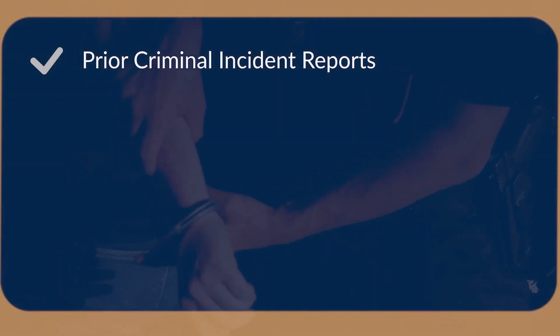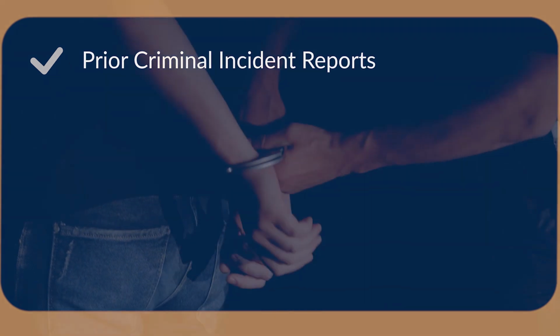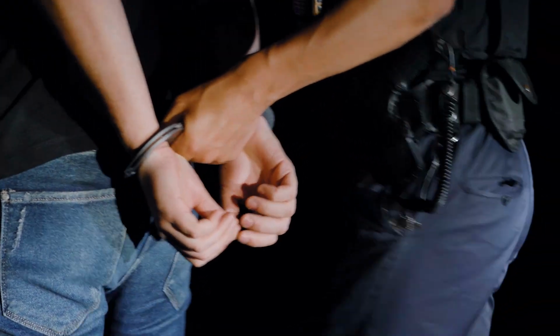You have to prove that the apartment complex, gas station, wherever it might be, knew or should have known that the property was dangerous. So one way to do that is to do an open records request for prior criminal incident reports that took place on that property. So that's another way to gather evidence for liability: open records requests through government agencies. Yeah, to find out what happened before.